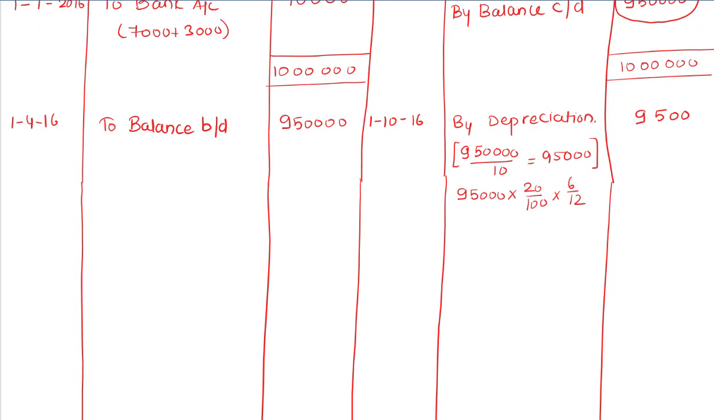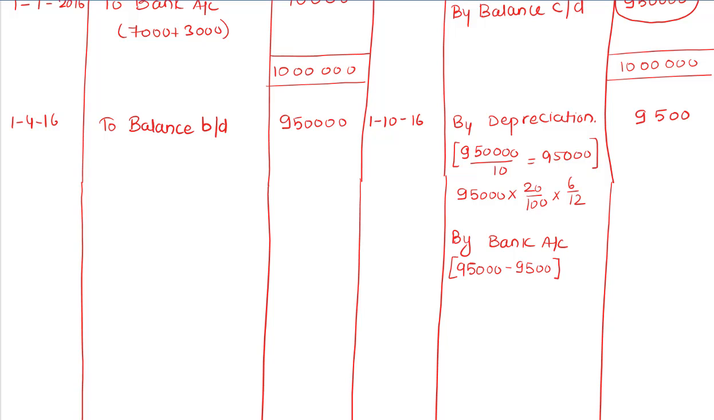On this date we have sold this machine. So kindly record sale by bank account, that is money received. How much money must we have received? 95,000 minus depreciation, that is 9,500. So 95,000 minus 9,500, do it on your calculators, that is 85,500.